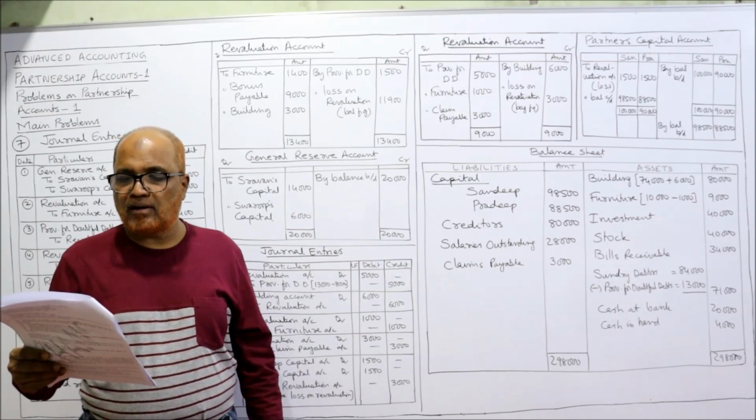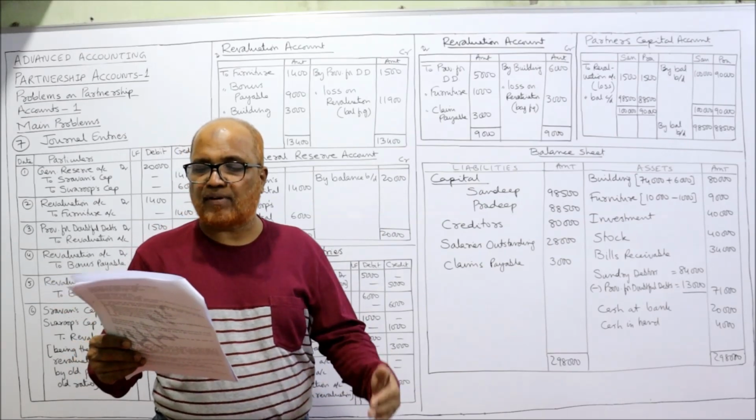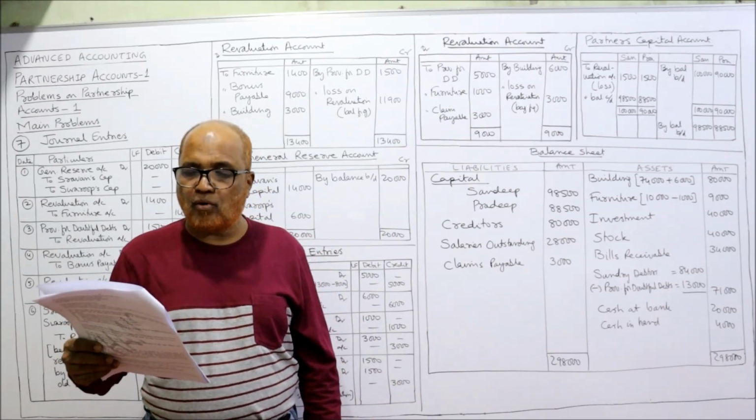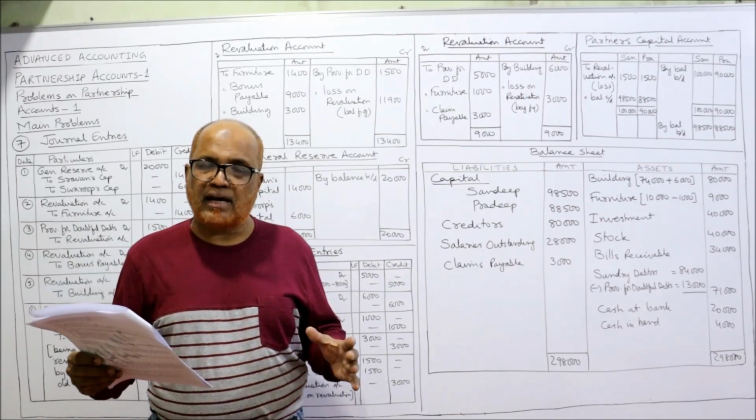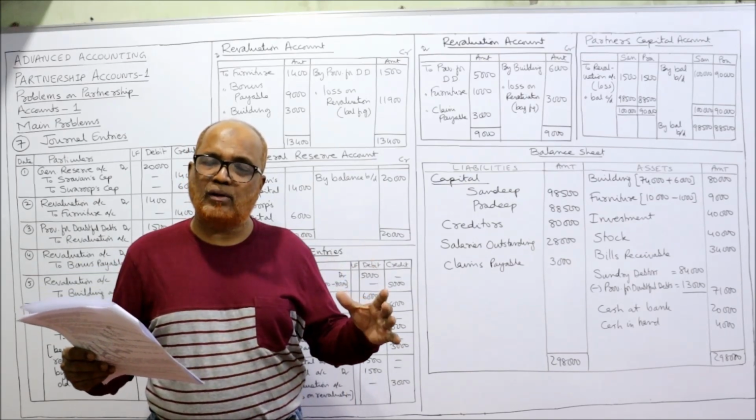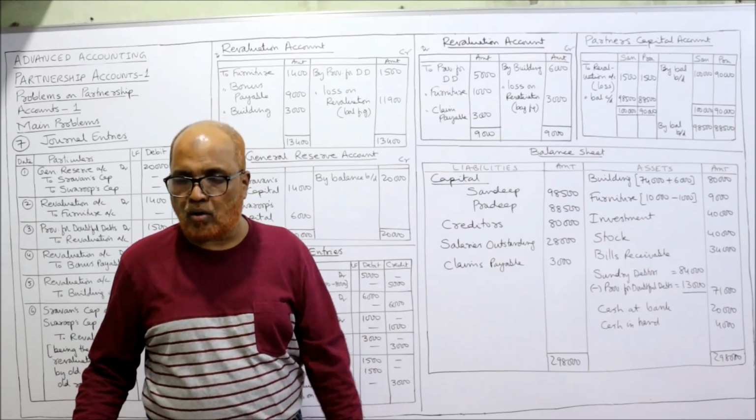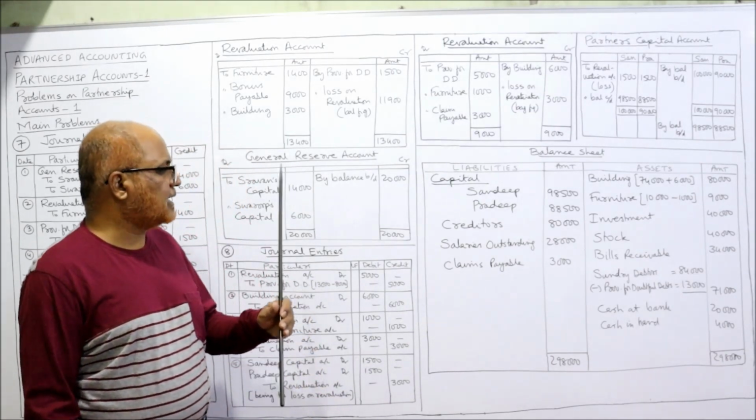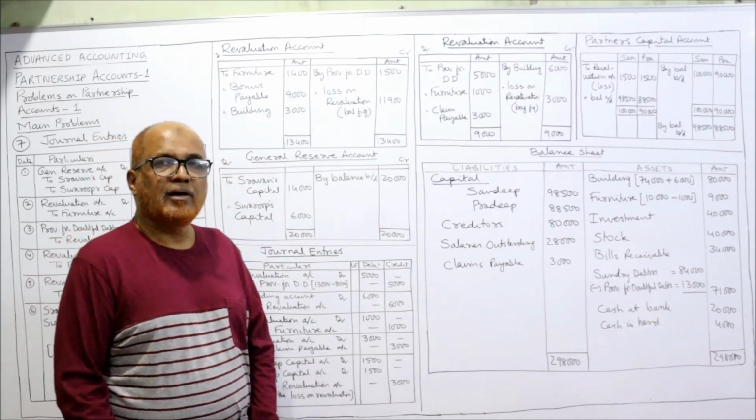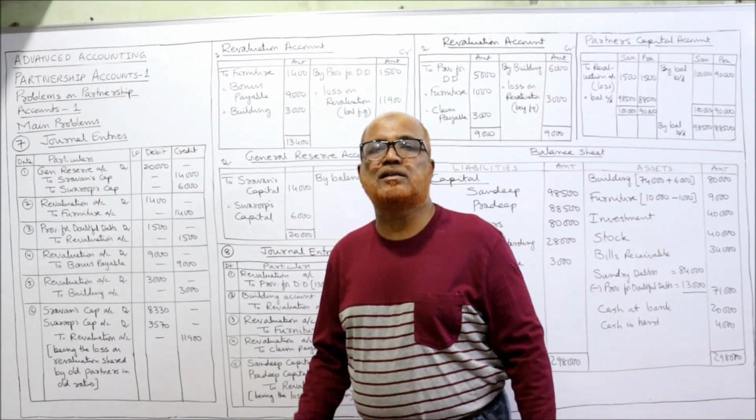Then pass journal entries and prepare the revaluation account and balance sheet after giving effect to the above before admission of Navdeep. So we have to pass the entries, we have to prepare the revaluation account, and we have to make the balance sheet after making all the adjustments. First of all, we'll pass the entries.